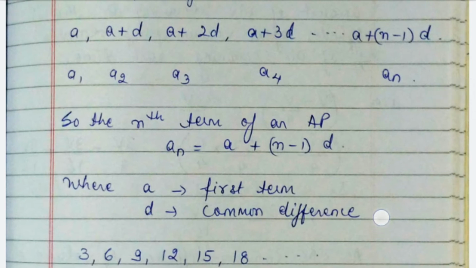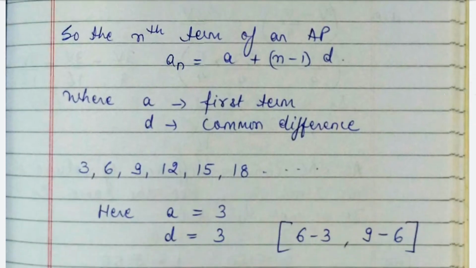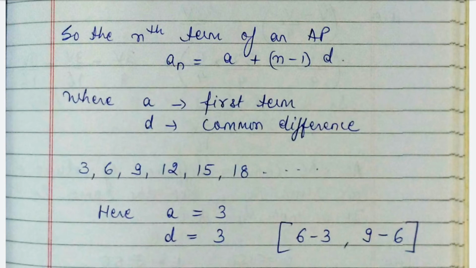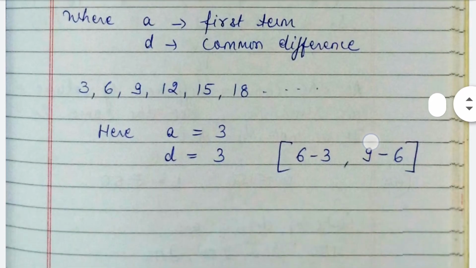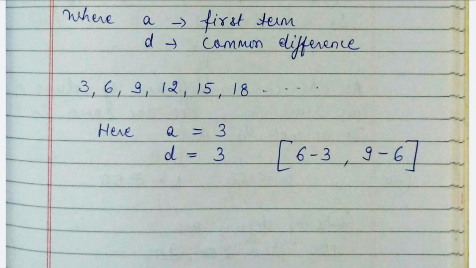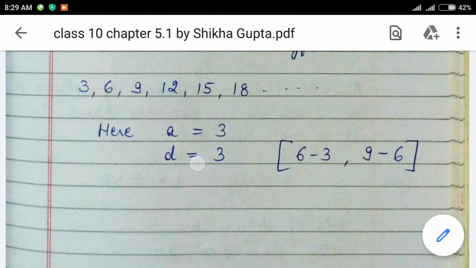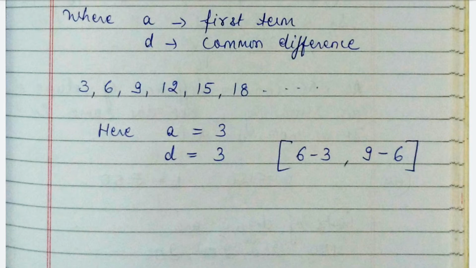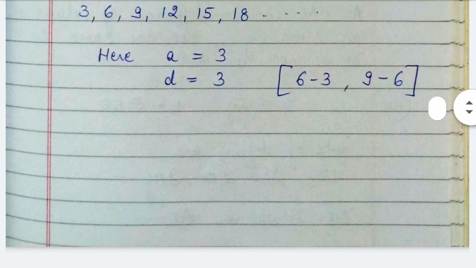Next, the nth term of an AP can be written as an = a + (n − 1)d, where a is the first term and d is the common difference. Suppose we have an AP that is 3, 6, 9, 12, 15, 18. Here the first term a is 3 and the common difference d is 3. How can we find the common difference? That is 6 minus 3, which is 3; 9 minus 6 is 3; 12 minus 9 is 3, right? So subtract the preceding term from the succeeding term and you will get the common difference.